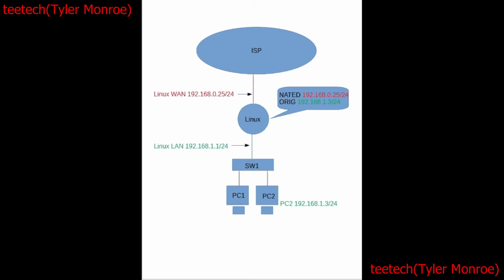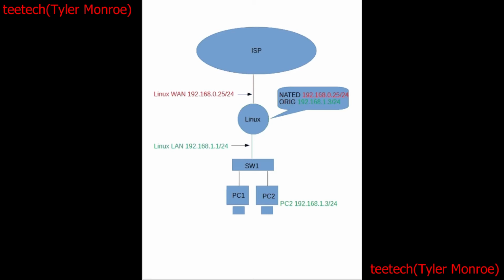This is technically a private address. Yes, it is. But the concept of switching it out will work the same. All right? So, when that packet from PC2 comes in, its source address is 192.168.1.3. It's layer 3 address.